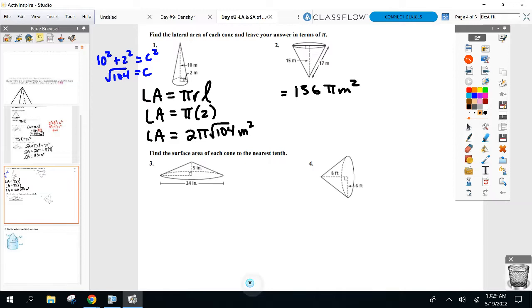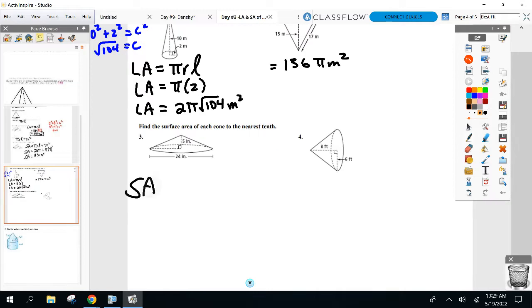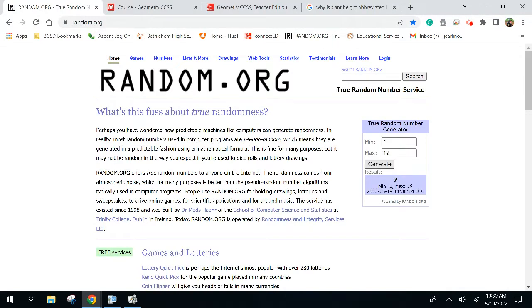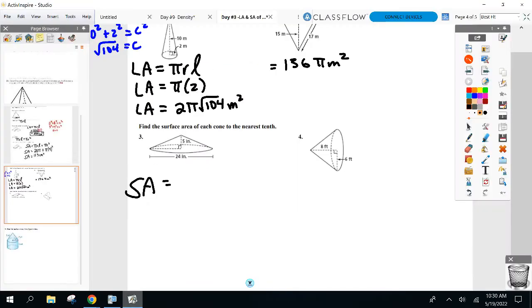Okay, how about 3? Surface area now, not lateral area, so hopefully everybody added in the pi r squared. Surface area of number 3. The surface area is 942. We got it. 942.5 square inches. Hopefully you did 12 with Pythagorean theorem and not 24, and got the slant height to be 13. And then when you did pi r squared, make sure you do the radius of 12, not 24.